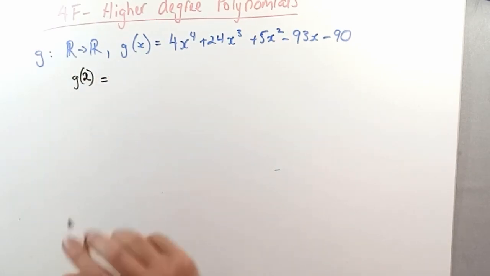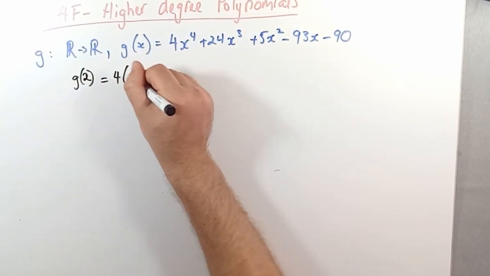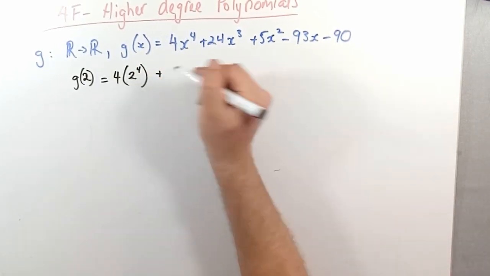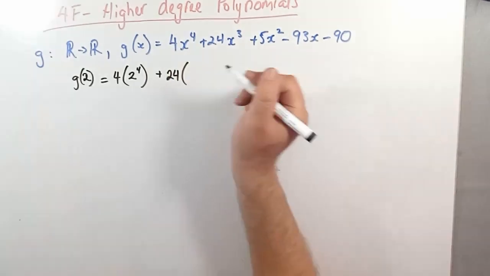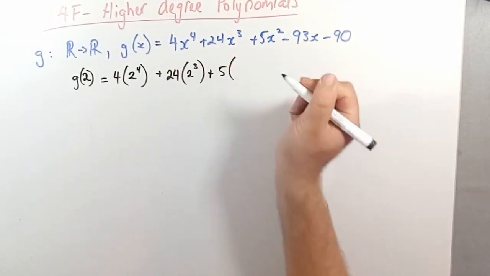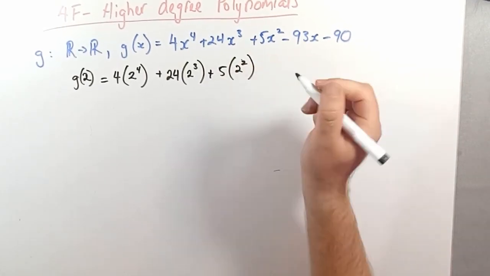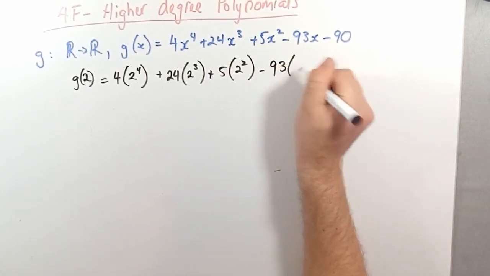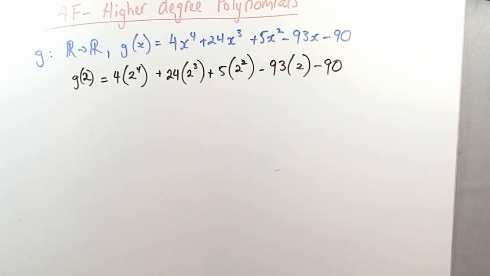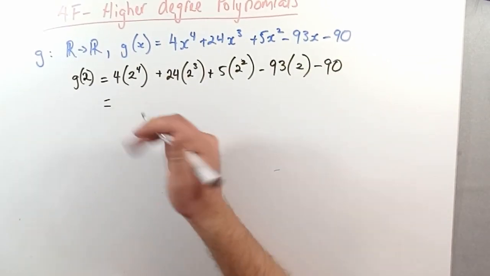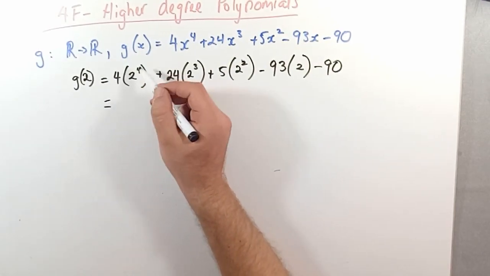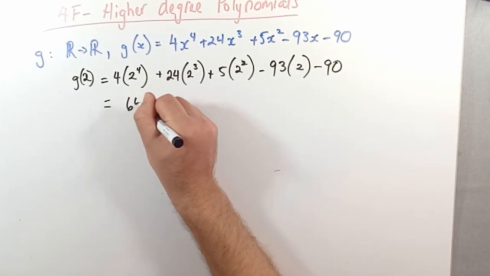So g of 2, I get 4 times 2 to the 4 plus 24 times 2 cubed plus 5 times 2 squared minus 93 times 2 minus 90. You might think, geez, that's a bit hard to do by hand, but powers of 2 are pretty good. So 4 times 16. So 4 times anything, just double it twice. So I get 32, 64. So it's going to be 64.